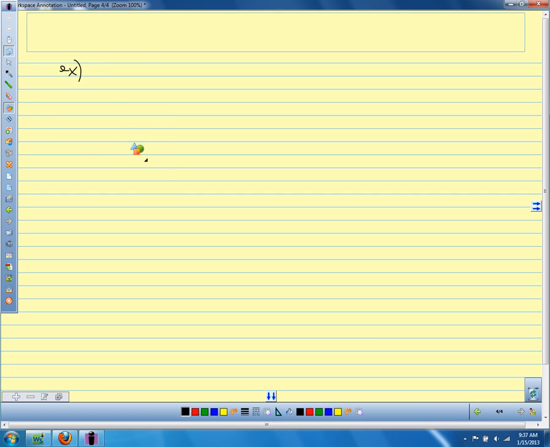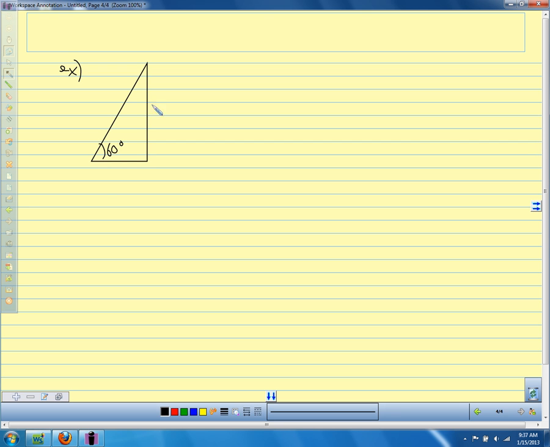So here's our triangle for this one. And we're going to say that this side is 8 units. So let's label our sides. Is this the short, the long, or the hypotenuse? Hypotenuse. This side? Short side. It's across from the 30-degree angle. That leaves this side being the long side.